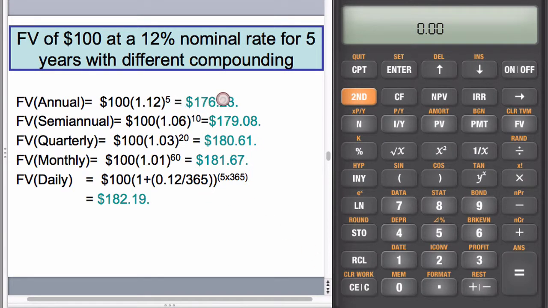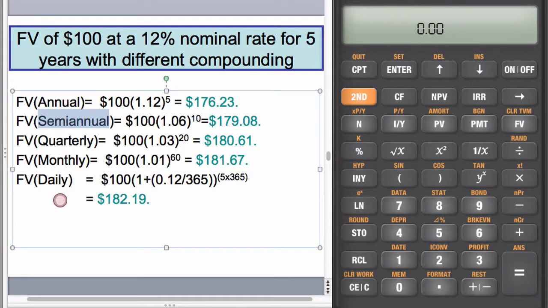So here I can actually show you this, and you should verify this. You can see you have the same $100 and same 5 years, same 12%. The only difference is annual, semi-annual, quarterly, monthly, and daily. For daily, since we're using the core formula here, you divide 12% by 365, and the number of compounding periods is 5 times 365, and that's $182. So if you're looking at a $100,000 investment, the difference is from $176,000 to $182,000.